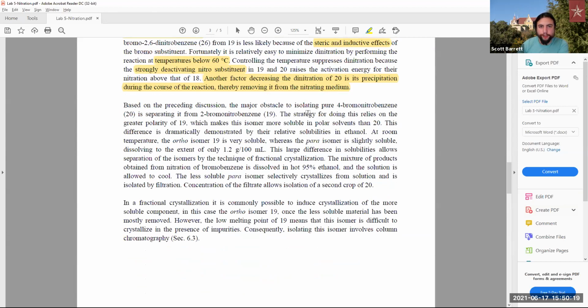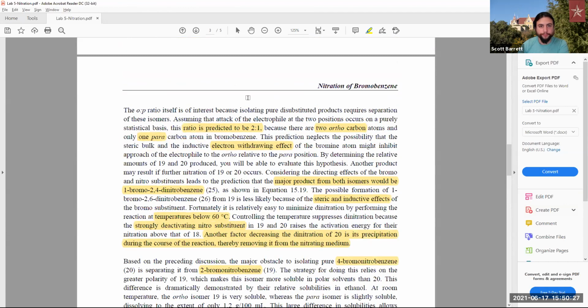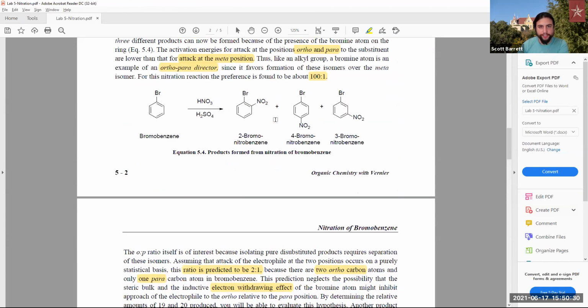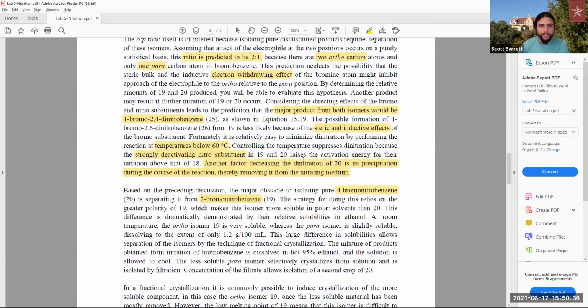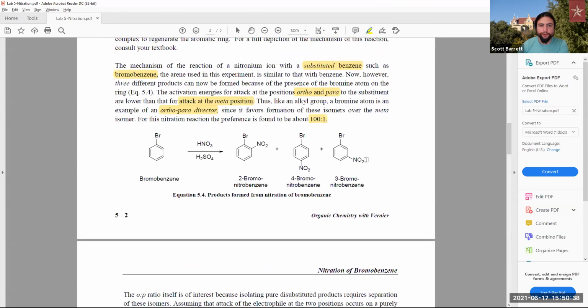So going forward, the obstacle for isolating it is separating it from the 2. So you see here 4-bromonitro versus 2-bromonitro. We're going to be having to battle these 2, because these 2 will be both abundant in our reaction. And as we spoke of prior, the attack on the meta position is not as favored due to the bromine being an ortho-para director.